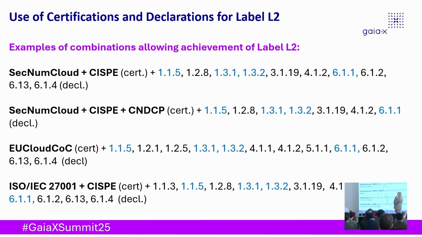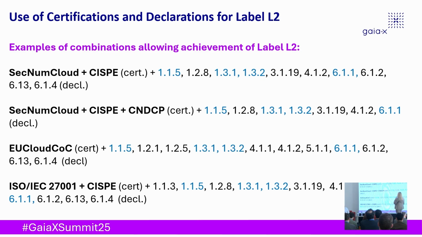So you can see that combining different certifications, Secnum Cloud and CISPE, Secnum Cloud and the Cloud Neutral Data Center Pact, the European Code of Conduct, ISO 27001 and CISPE, you can reach level 2 if you have a valid certification for these standards, and you will have to add to these certifications the declarations that follow. I distinguished blue and black because for the criteria in blue, only declaration is available and mandatory today.